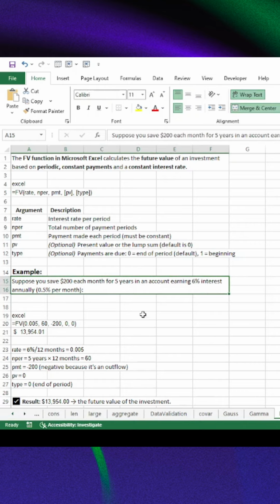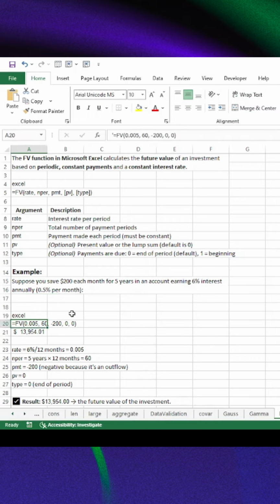So let's walk through an example. So let's say you have a $200 per month investment. So every month, let's just pretend you're saving $200, and you do that for 5 years in an account earning 6% interest annually. And let's pretend that that is a constant value that's going to happen throughout the period, which is 0.5% per month. So first you take the 0.5%, just a note here, that is 0.005 when you put it into this formula. And then that's for 60 months.